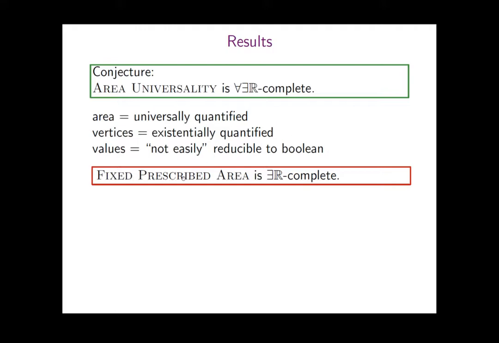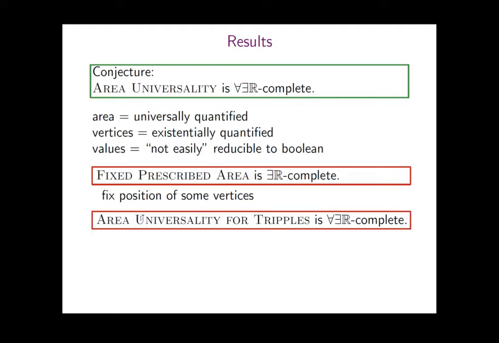We show that fixed prescribed areas is existential R-complete. This means we are allowed to fix the position of some of the vertices, but not all. Area-universality for triangulations is universal existential R-complete. Here we allow crossings, and there are also some other technicalities that we have to consider, but mainly we allow crossings.